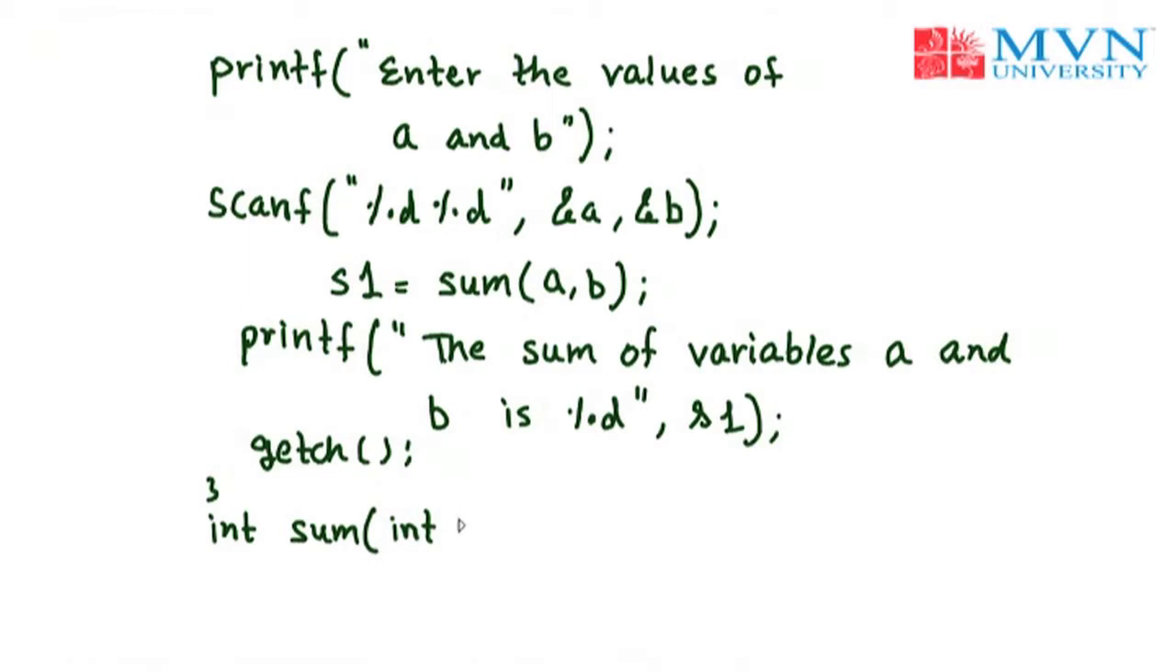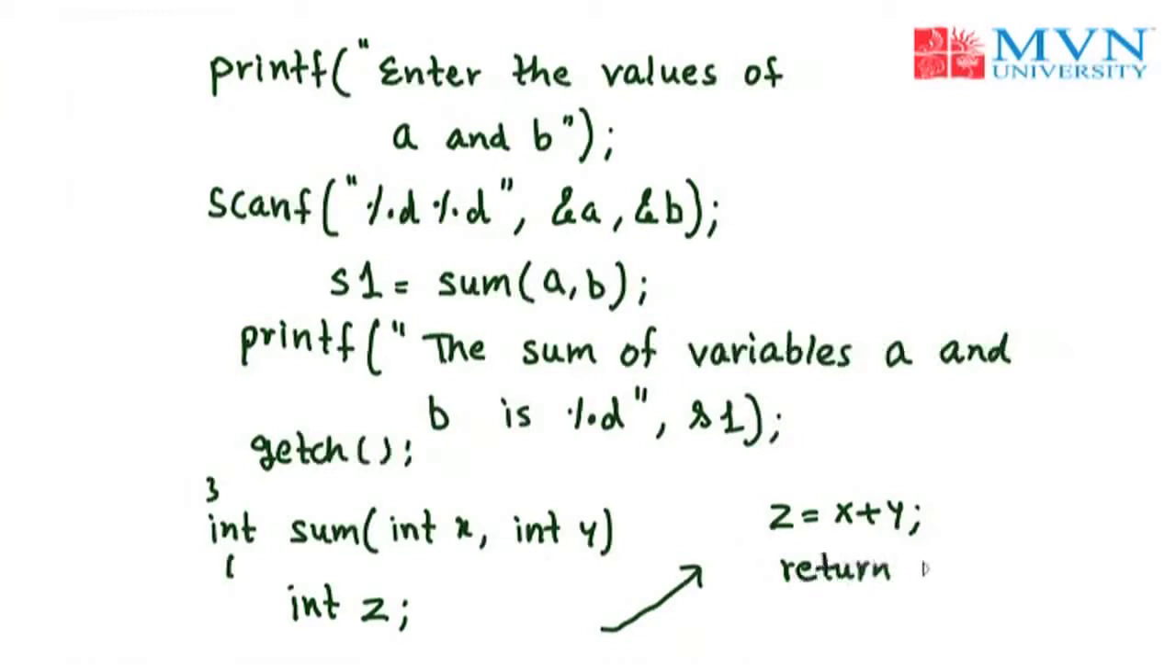Here we take two variables of int type, int x and int y. Start the function, take one more local variable, int z. z is equal to x plus y, and then return the value of z using the return statement, and then close the sum function.